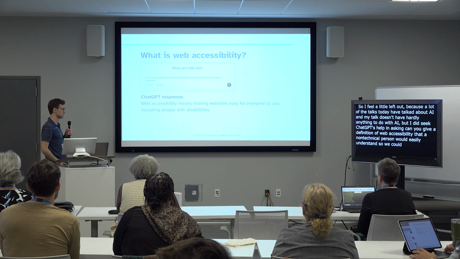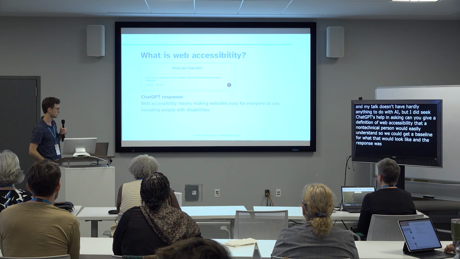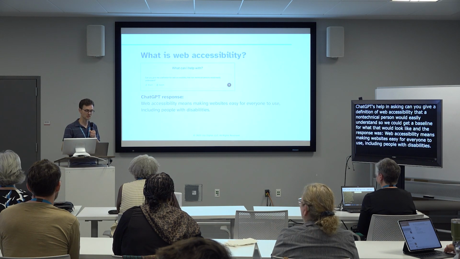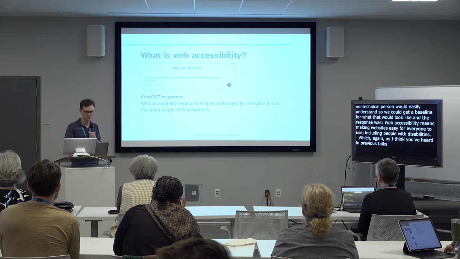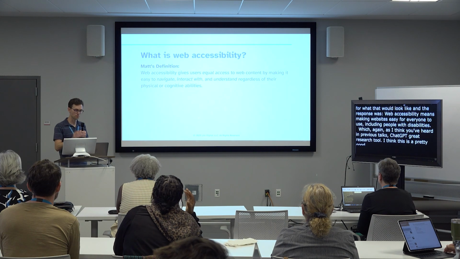And the response was, web accessibility means making websites easy for everyone to use, including people with disabilities. Which, again, as I think we've heard in previous talks, ChatGPT, great research tool. I think this is a pretty good definition. I would expand it a little bit further to something more like this.